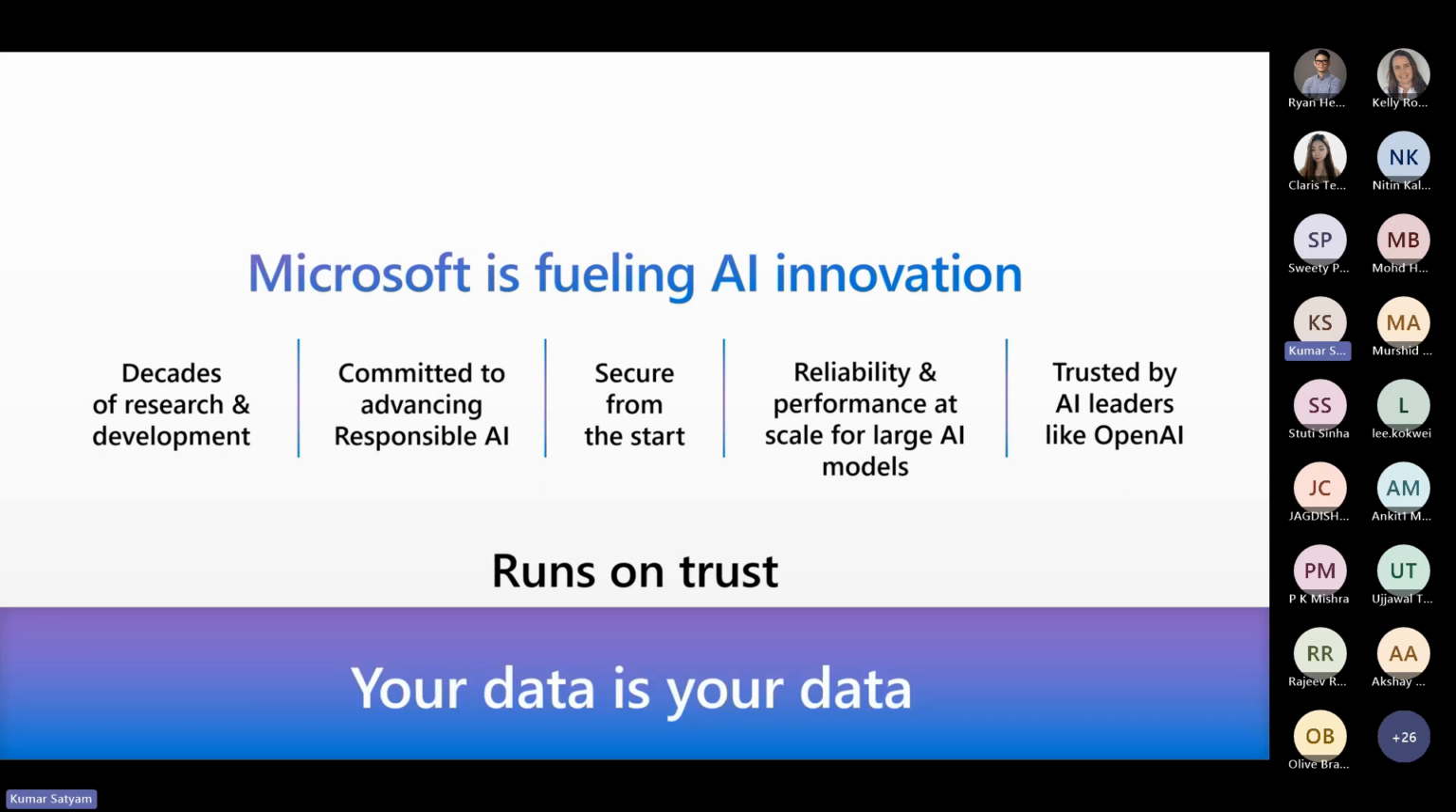Now, this is the new child on the block. We are talking about AI. It was always there, but it has never gained so much importance and limelight as it has today. So Microsoft is a big advocate, a proponent of AI innovation, right? And through its decades of research and development, it has proven it. It is committed to advancing responsible AI. How do you responsibly use it, make it available to your users, your customers? Being responsible ensures that it is secure from the start. The reliability is there, the performance is there. You scale up and AI is going to match up with that scale, right? With its large AI models. So much so that it is trusted by AI leaders like OpenAI.